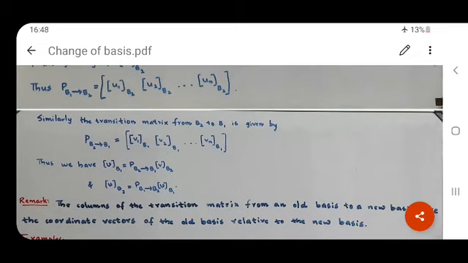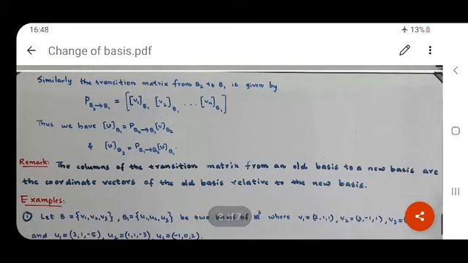So the transition matrix will be from B2 to B1, because we are changing the basis from B2 to the new basis B1. And to change the basis from B1 to B2, the matrix of v relative to B2 is equal to the transition matrix from B1 to B2 times the matrix of v relative to B1. Okay. There is a remark: the columns of the transition matrix from an old basis to a new basis are the coordinate vectors of the old basis relative to the new basis.